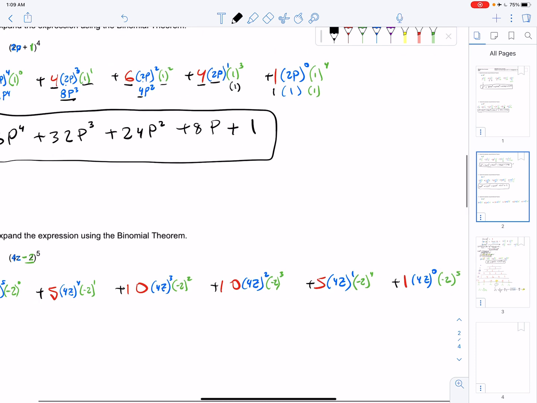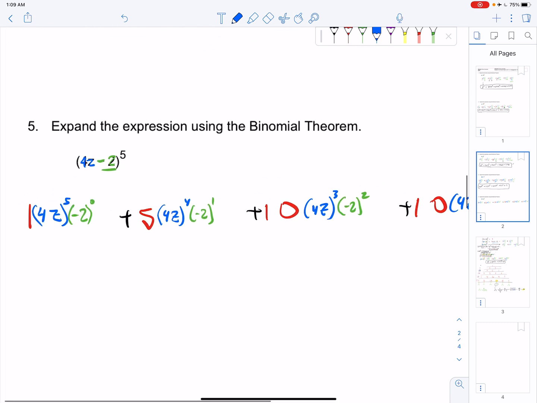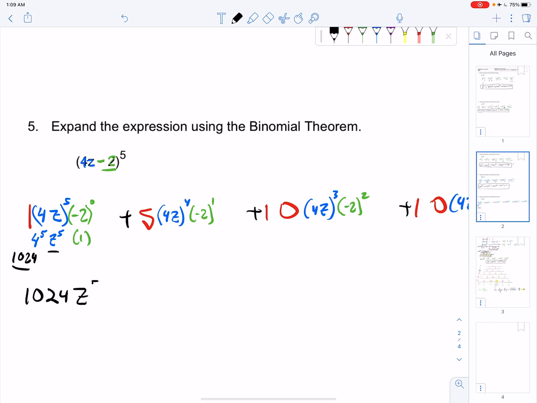Okay, let's see what we can do here by simplifying a little bit. In blue, right here, I've got 4. So notice, maybe I'll zoom in again. This is basically 4 to the 5th power and z to the 5th power. And then negative 2 to the 0, so that's just going to be 1. So really what we're looking at is what is 4 to the 5th power? Well, that is 1024. So we multiply all that together, we get 1024 z raised to the 5th power.